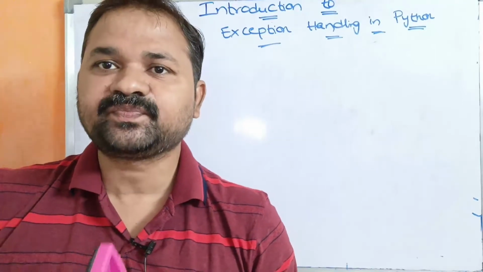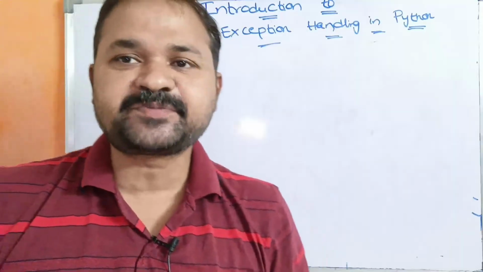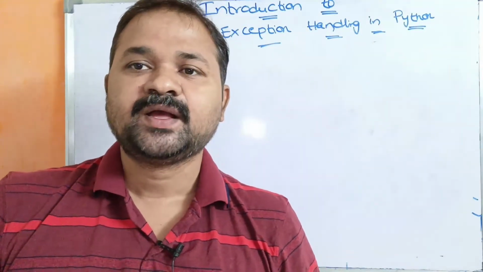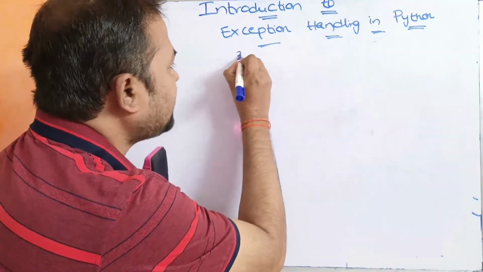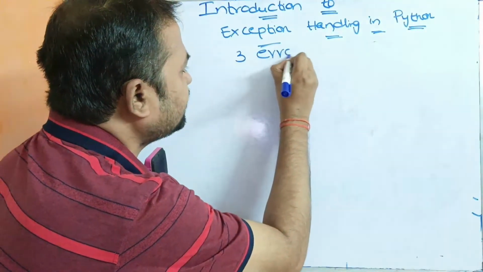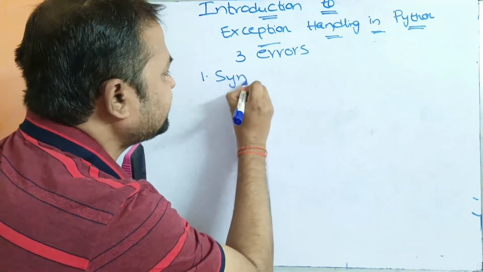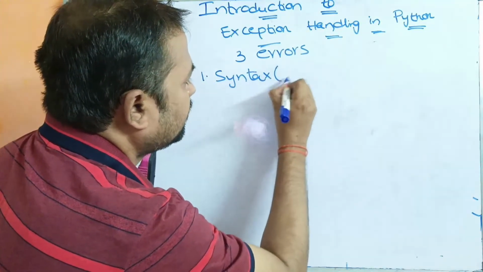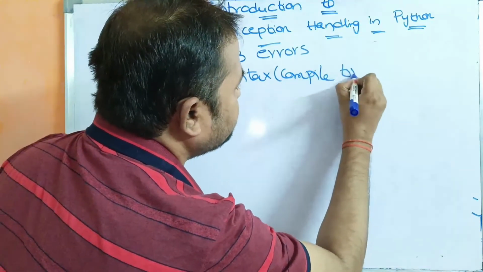In this video, we are going to discuss an introduction to exception handling in Python. Mainly there are three types of errors. We can classify errors into three types. The first one is syntax error. We can call syntax error a compile time error also.